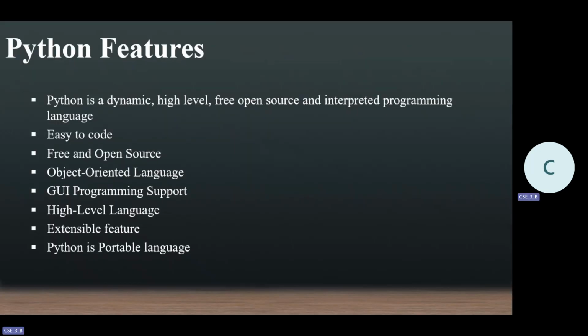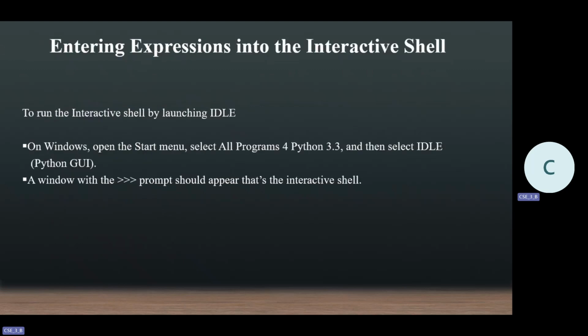Let us go one by one and understand the features of Python. Python is a dynamic, high-level, free, open source, and interpreted programming language. It is easy to code, free and open source, an object-oriented language, and has graphical user interface programming support. It's a high-level language, it has extensible features, and it is a portable language. Portable means it can be run on different platforms.